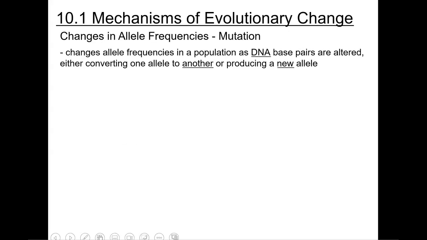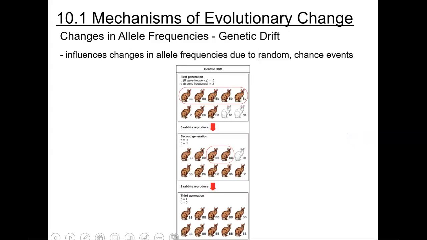So going into each of these changes of allele frequencies, first we have mutation. A mutation is a change in allele frequencies in a population as DNA base pairs are altered, either converting one allele to another or producing a new allele altogether.